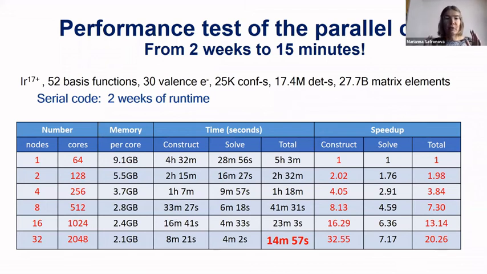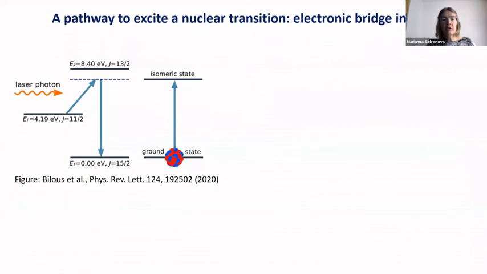But again, what took 2 weeks now takes 15 minutes, which means we can run much, much larger problems. Here is one example: one of the suggestions of how to excite the thorium transition, suggested by Adriana Palffy's group and collaborators. The idea here is to strip more electrons from thorium.